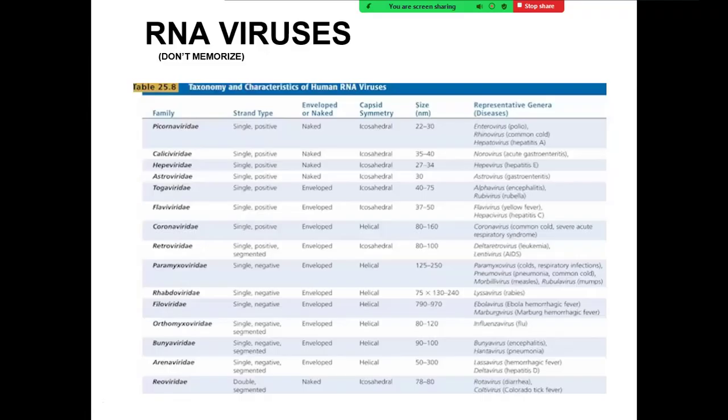We'll only talk about a few of them. You don't really need to know much about this table, so don't memorize it. We will talk a little bit about the family Picornaviridae. Not really about these. We will talk about the family Coronaviridae. We'll talk about the family Retroviridae. Paramyxoviridae, we'll talk just briefly about that. Orthomyxoviridae, we'll talk a little bit about that family, and all the other families we won't talk about at all.